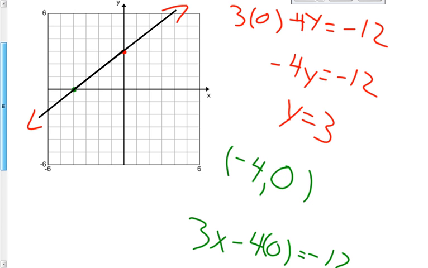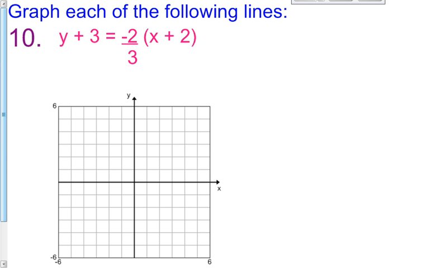All right, the last one of this kind. This one, you see it in point-slope form. So you are given the point, or you can find the point by saying the y-coordinate is the opposite of this, so it's a negative 3, and the x-coordinate is the opposite of this, so it's a negative 2. One of your points is at left 2, down 1, 2, 3. There's 1 of your points.